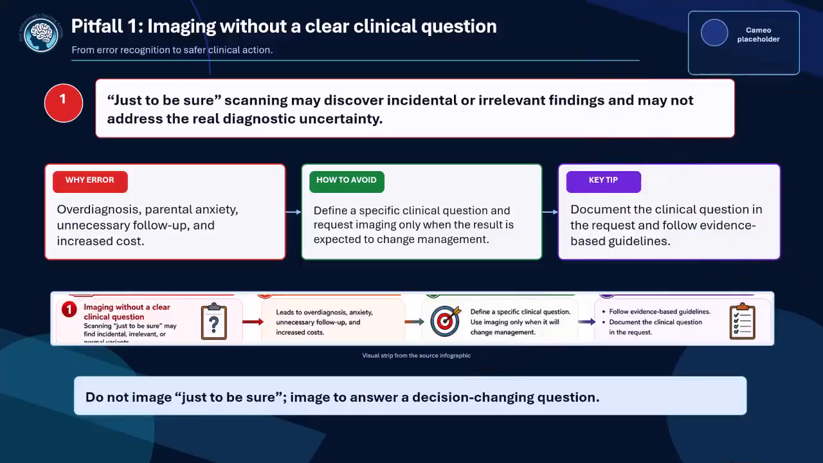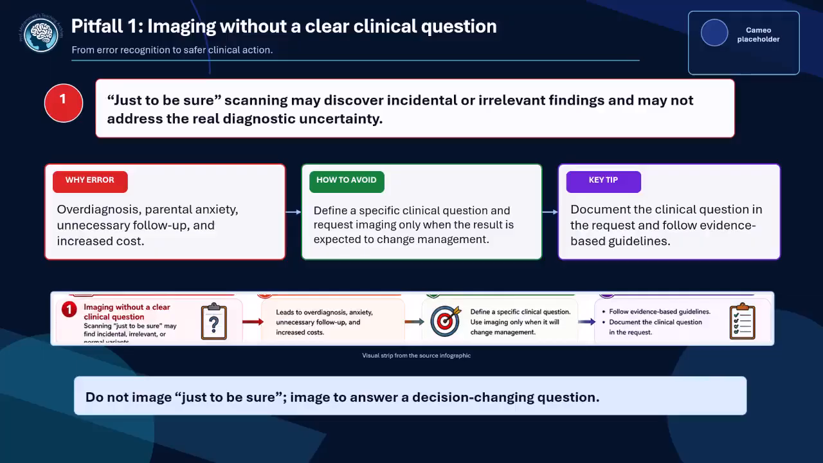One common pitfall is ordering imaging without a clear clinical question. In practice, this often happens when scans are requested just to be sure. The problem is that imaging without a specific purpose may reveal incidental or irrelevant findings. These findings may not explain the child's symptoms, but they can create anxiety, trigger unnecessary follow-up, increase cost, and sometimes lead to further investigations that do not benefit the child.